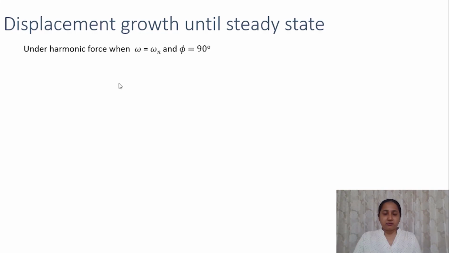But in damped systems, because of the damping present in the system, at omega equal to omega n, the displacement will not increase unboundedly. The displacement will grow until a steady state, and after that, the displacement amplitude is constant throughout time. So now let's understand how damping helps to have a bounded response at omega equal to omega n.